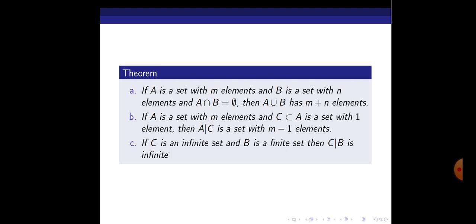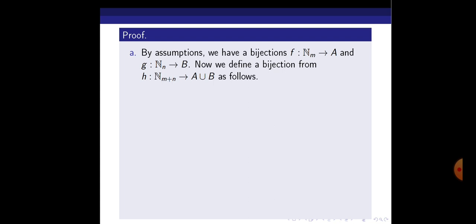The first statement: we have A is a finite set with m elements. So, by the definition of a finite set, we have a bijection f from N_m onto A, where N_m is the collection of the first m natural numbers. And also it is given that B is a finite set with n elements. So, there exists a bijection g from N_n onto B, where N_n is the first n natural numbers. Now, A and B are disjoint.